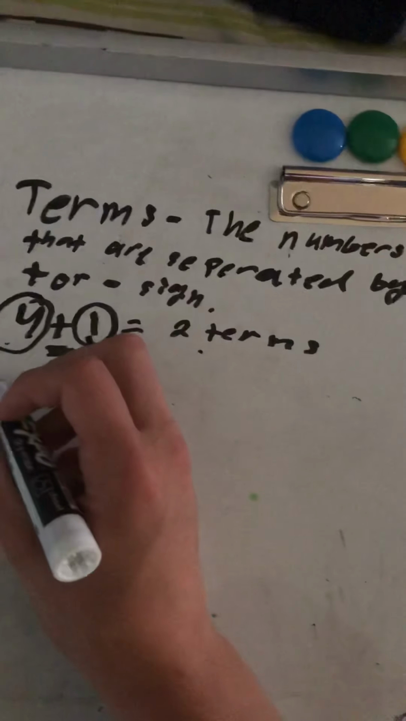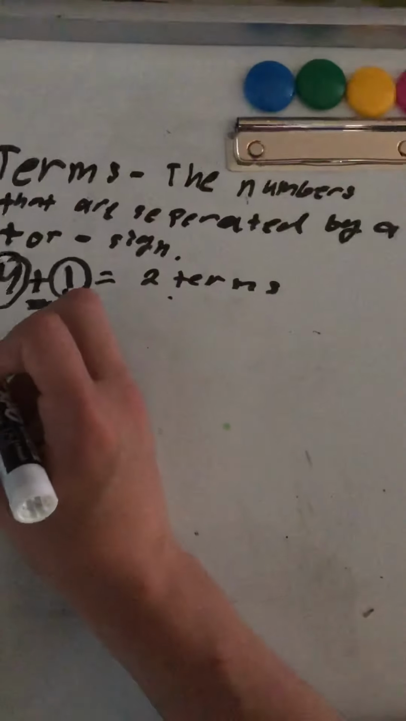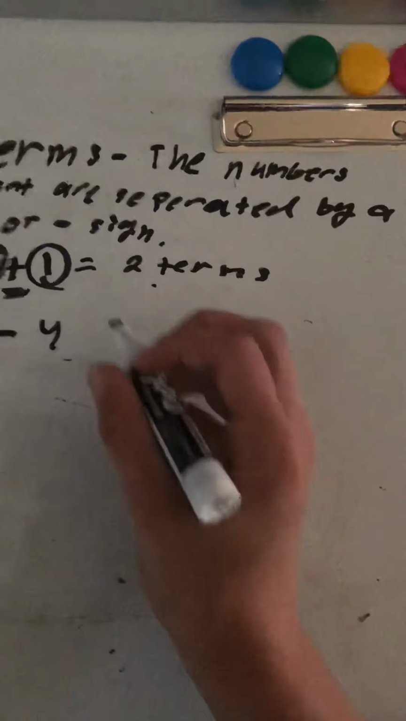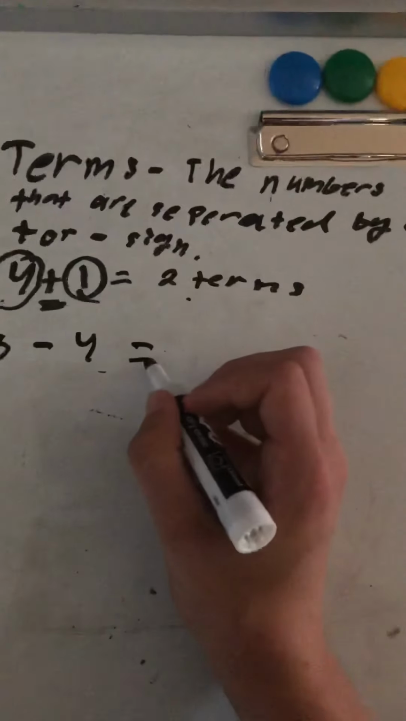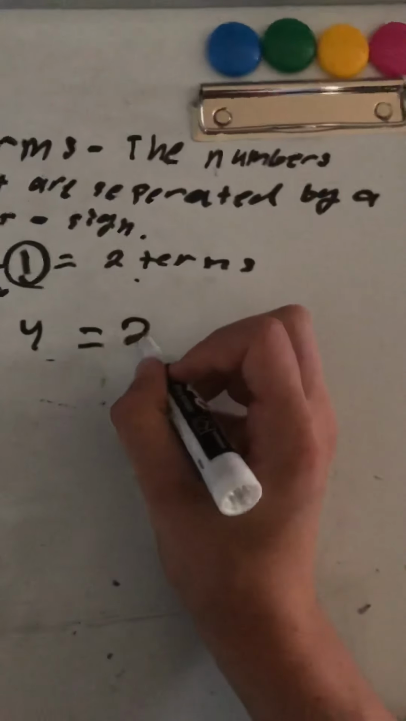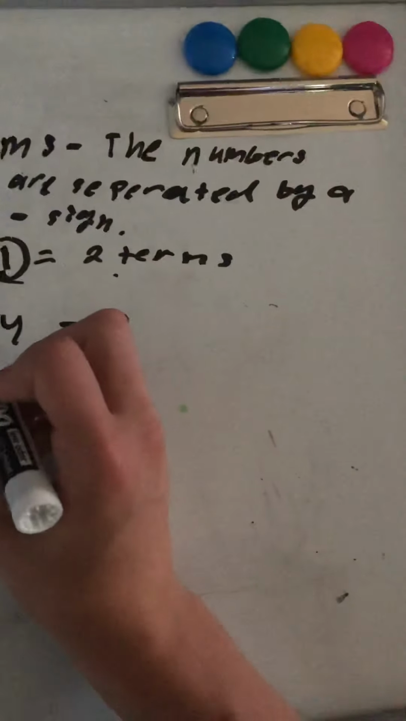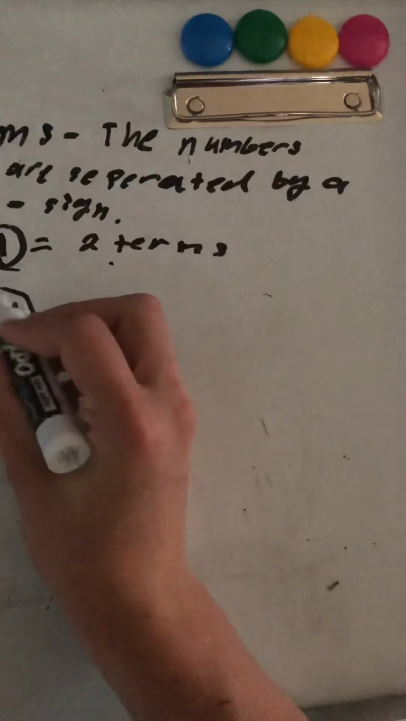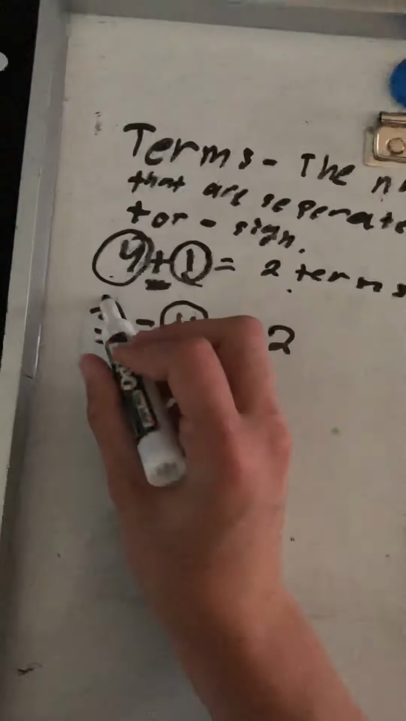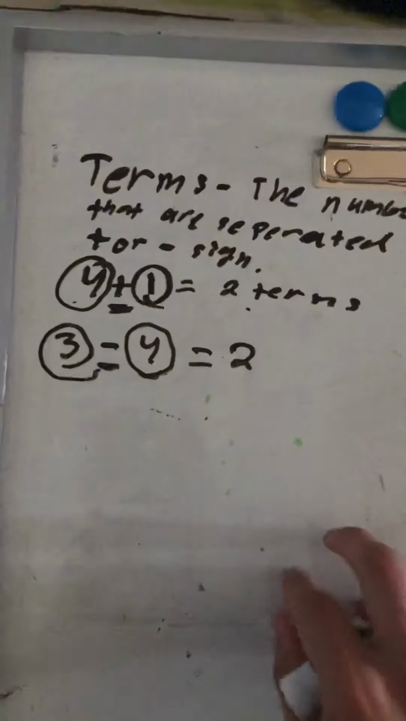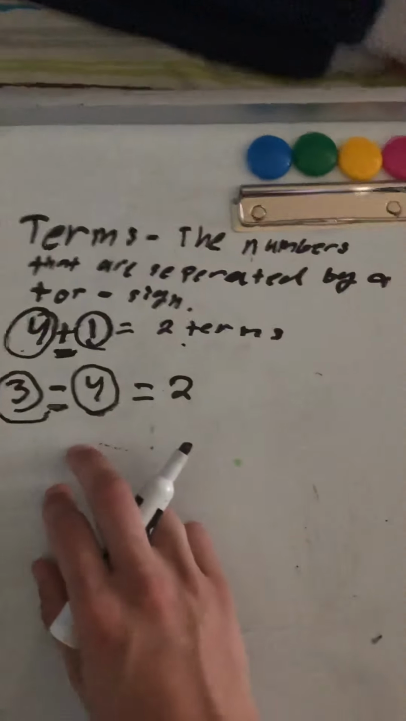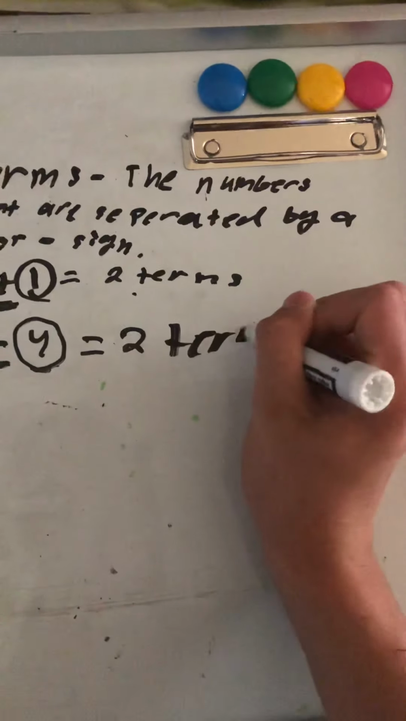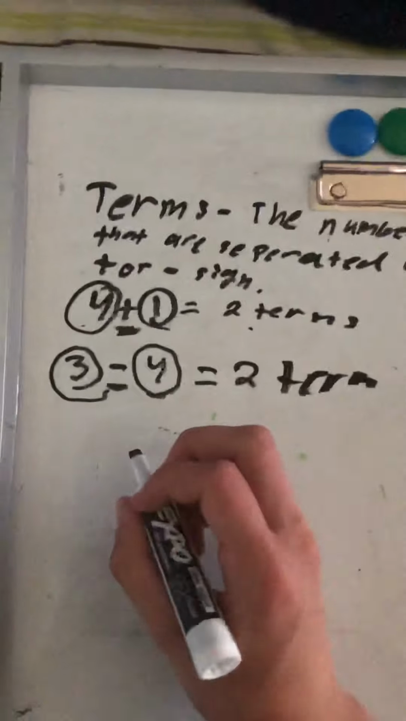What about if we went 3 minus 4? How many terms are we going to have there? 2. Because this separates them right here. There's 1 term. There's 2 terms. So now that's how you can tell how many terms there are in a plus or minus problem.